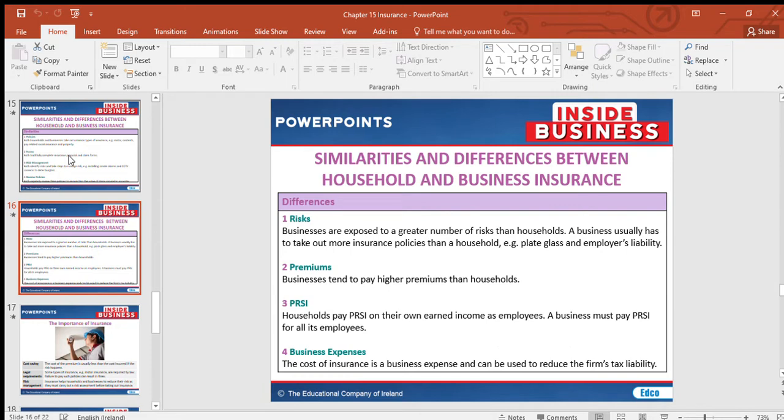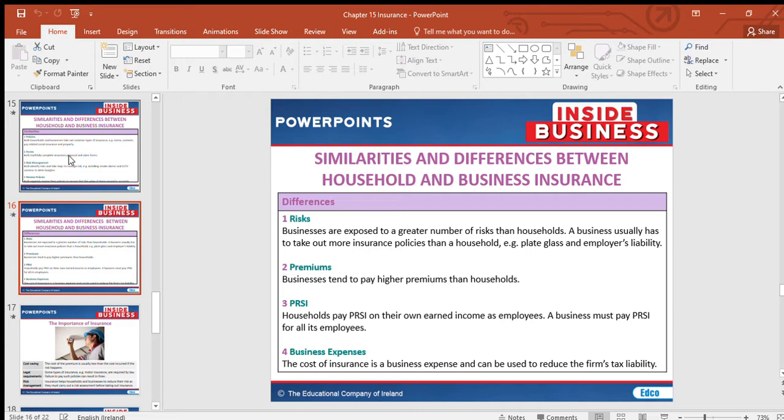Differences. Okay, so risks: exposed to a greater number of risks for businesses than household. Generally, obviously, a business is much bigger. If you think of any form of a shop or anything like that, people that have offices, generally, there's much more items, a larger area, and there's much more valuable items for a business than there would be for a household. So the risks might be assessed differently. Businesses generally tend to pay more than households, again, for the same reasons I've stated above.